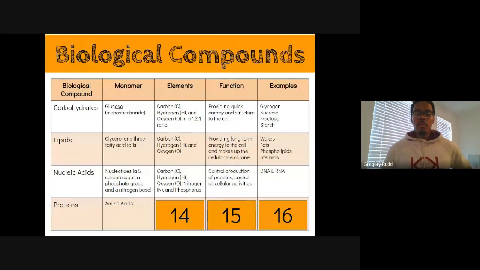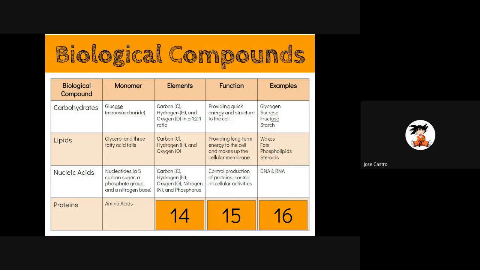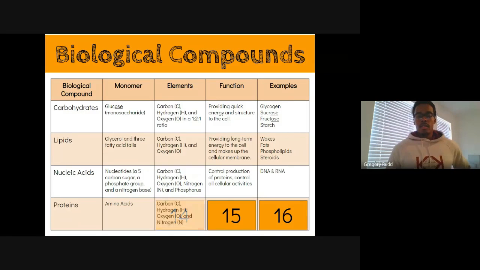What elements make up proteins? Carbon, hydrogen, oxygen, and nitrogen. Excellent. So just like nucleic acids, proteins have nitrogen, but unlike nucleic acids, they do not have phosphorus. So that's a big hint too. This will probably come up on most of your assessments. If you see phosphorus as a part of a biological compound, that should automatically tell you that it's a nucleic acid. If you see the element P, then you know it's a nucleic acid.